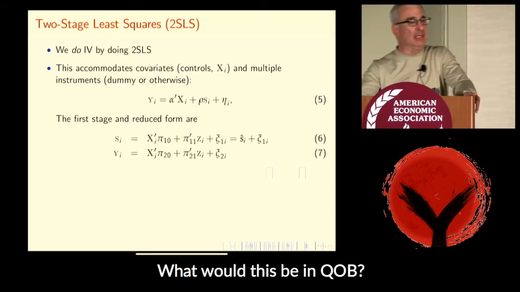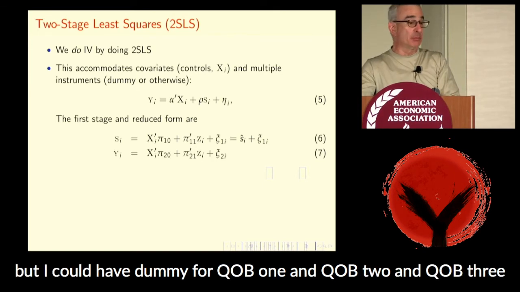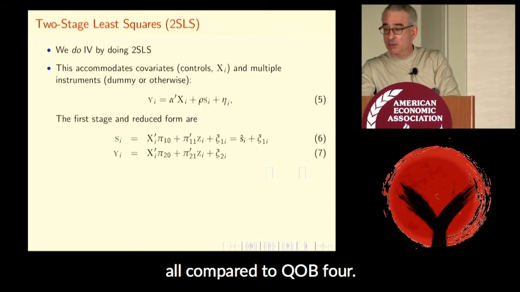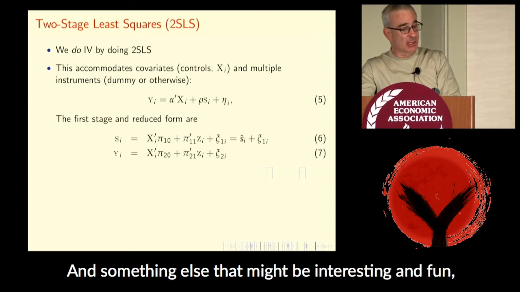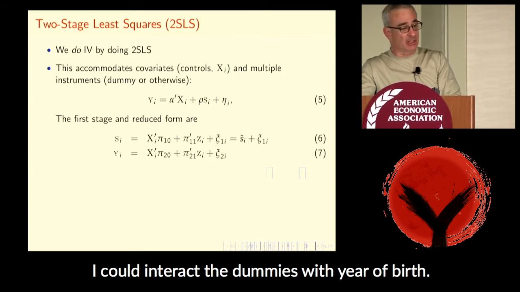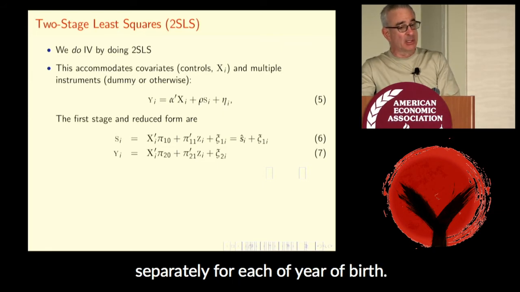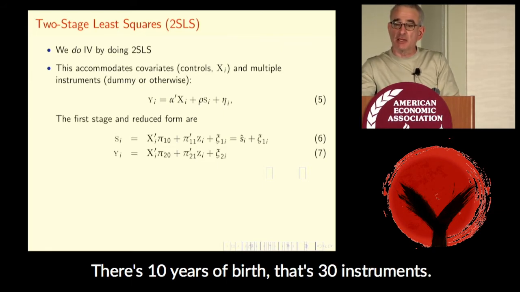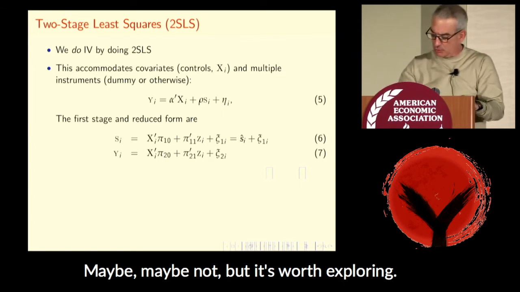What would this be in QOB? Well, I could have a dummy for QOB1, but I could have a dummy for QOB1 and QOB2 and QOB3, all compared to QOB4. That's already 3 instruments. And something else that might be interesting and fun, I could interact the dummies with year of birth. So I could have a dummy for QOB1, QOB2, QOB3, separately for each year of birth. There's 10 years of birth, that's 30 instruments. So that model now has lots of instruments. Is that a good idea? Maybe, maybe not, but it's worth exploring.